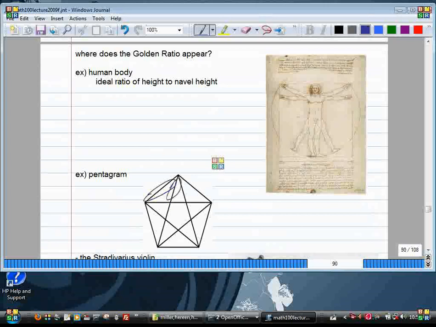It's also the ratio of, let's see, I want to get this right, this side to this side. So all those sorts of ratios are golden ratios. Yeah, pentagram. All right.